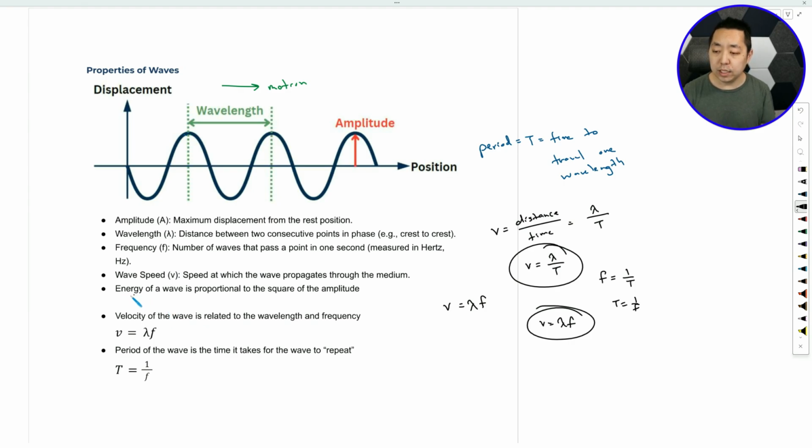Okay? The only other property of the wave, and we don't do a lot of analysis on this, is that the energy of a wave is proportional to the square of the amplitude. So it's not the period, it's not the wavelength or anything like that. It's the amplitude of the wave that dictates, for a mechanical wave, how much energy is in the wave. So the greater the amplitude, the greater the amount of energy.